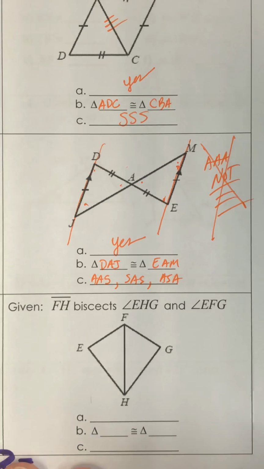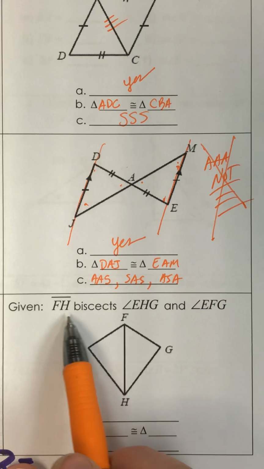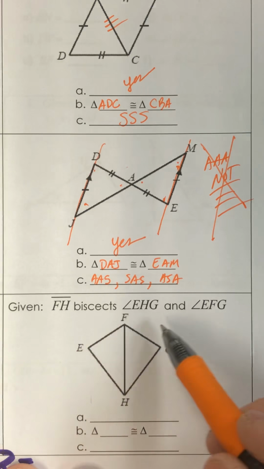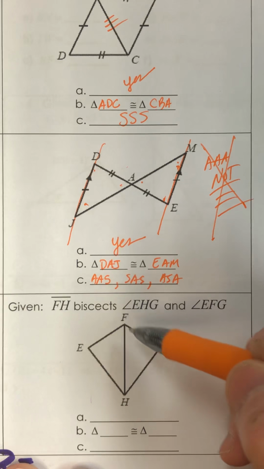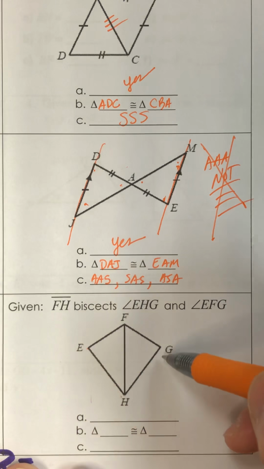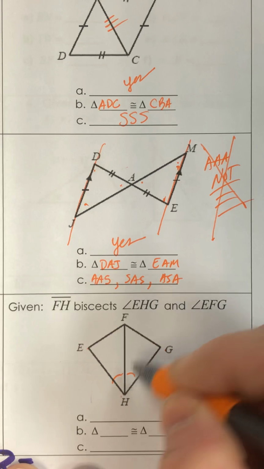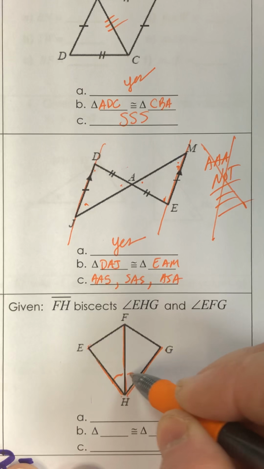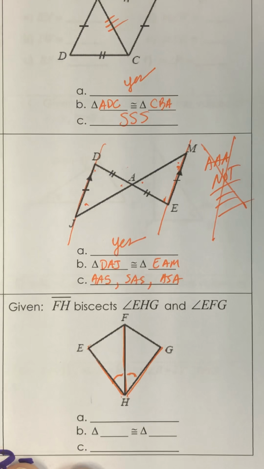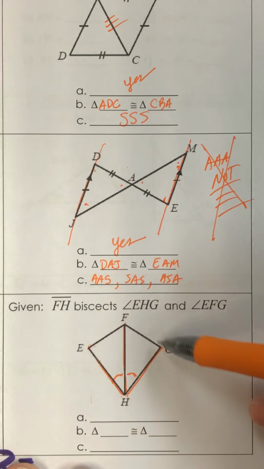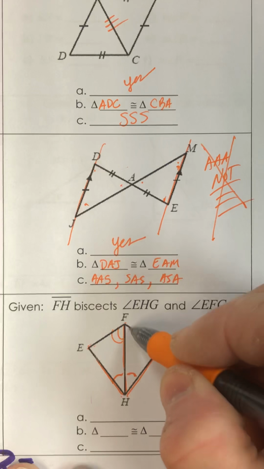Let's see. So if we are given that FH bisects EHG, so that means this would be congruent to this. This is a bisector of this angle, and those two would have to be congruent by the definition of bisector. So if this were a proof, that's what you'd write down. FH also bisects EFG. So that means these two angles are congruent.